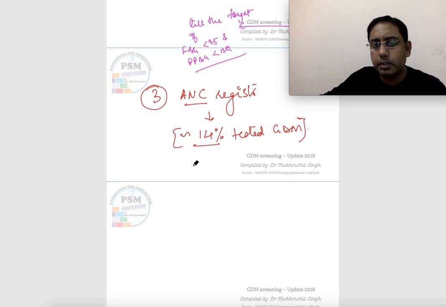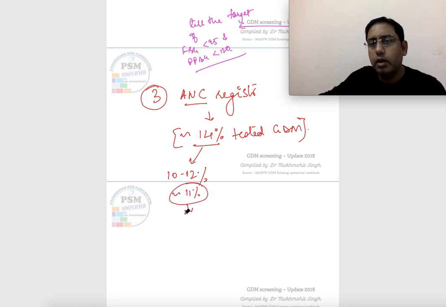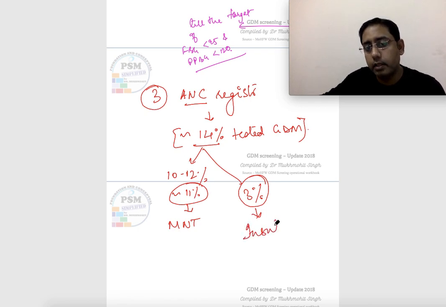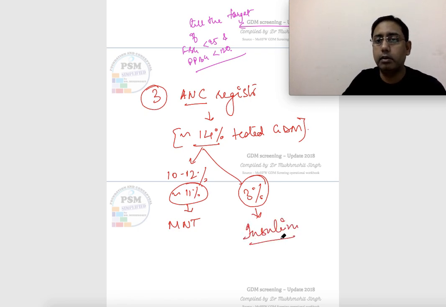Out of these 14%, it is expected, and these are just rough estimates, that around 10 to 12%, so roughly I can take it as 11%, will be okay with medical nutrition therapy, and the remaining 3% will actually need insulin backup from the government side. So we need to prepare ourselves for that level of insulin.